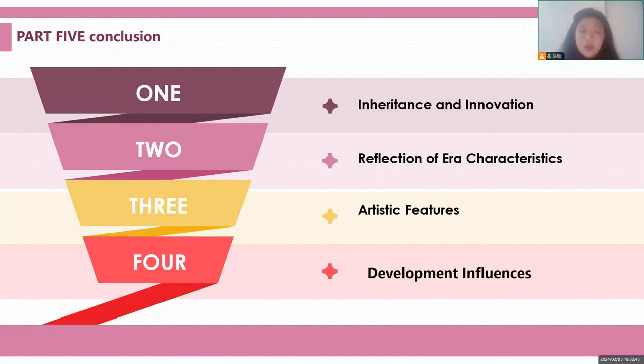The next conclusion, reflection of era characteristics. The Ming Dynasty festival clothes show the same patterns, highlighting the characteristics of the era of the Ming Dynasty, reflecting the social system, the economic base, the cultural atmosphere, and the development of science and technology. The political system, the ideology, and cultural factors also have an impact. These elements together provide a rich background for the cultural phenomena of costumes.